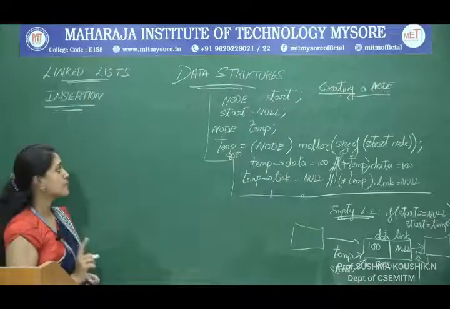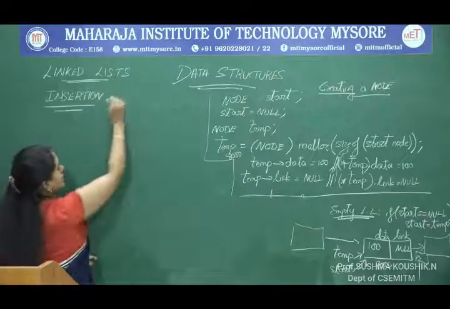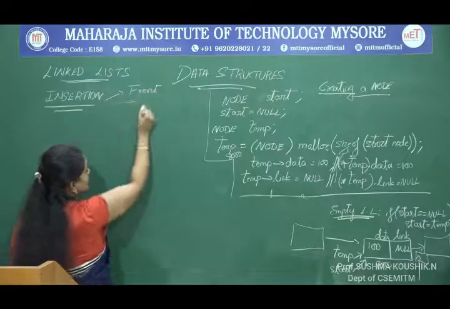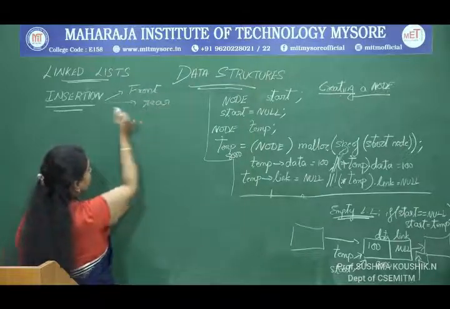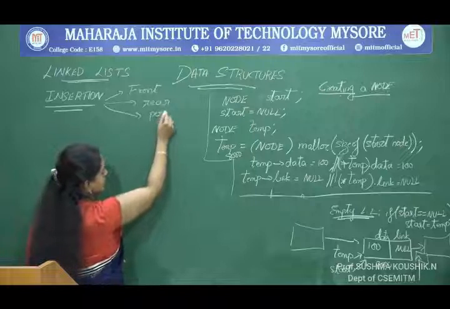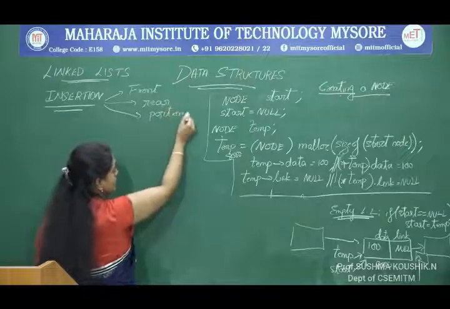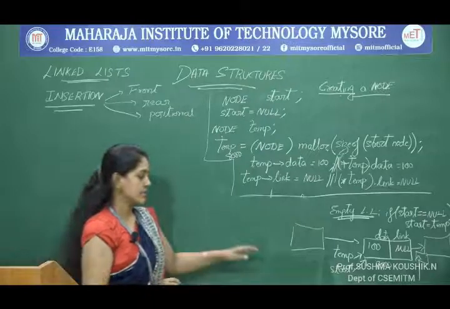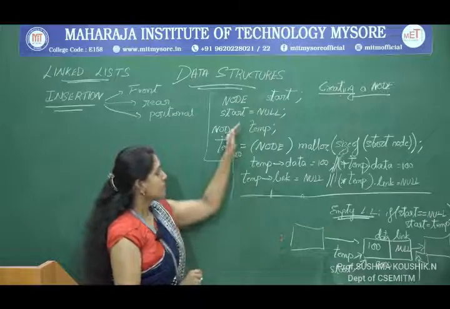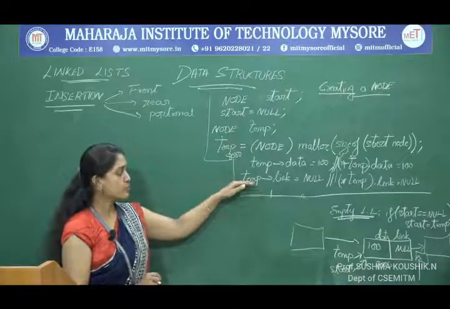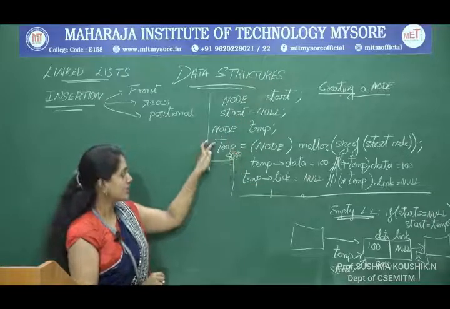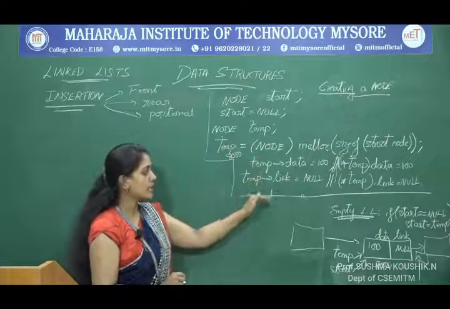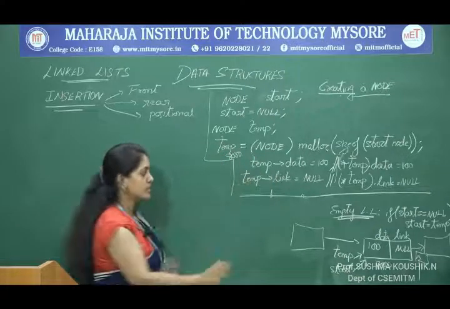Insertion is possible in three different fashions. Either we can do insertion from the front end, or at the rear end, or you can do the insertion at a particular position. Positional insertion. So, three different fashions of insertion we will see. Now, the same code will exist for creating a new node. Repeating these three lines: node temp, creating a malloc and inserting new values to this.